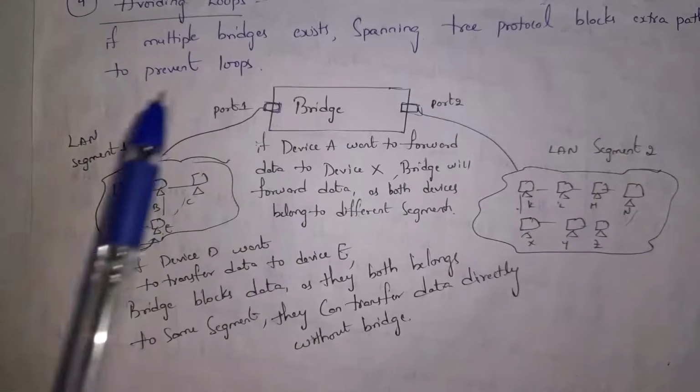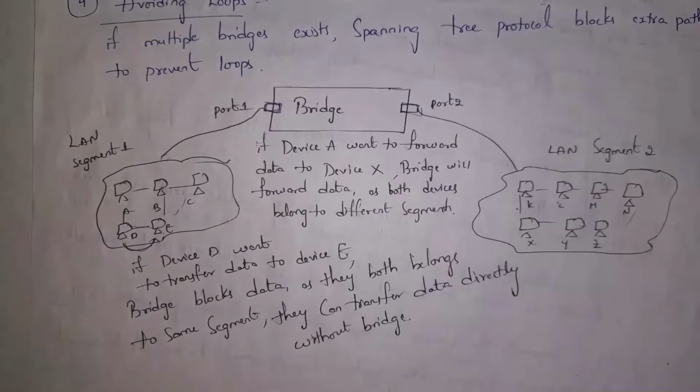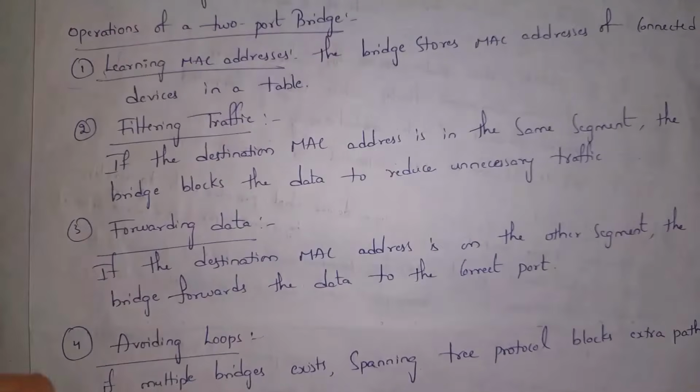So the bridge will take data from device A and then the bridge will send data to device X. This is all about the two-port bridge. These are the operations of a two-port bridge. And the first one is learning MAC addresses. I already said before, the bridge will store the MAC address of each and every device.